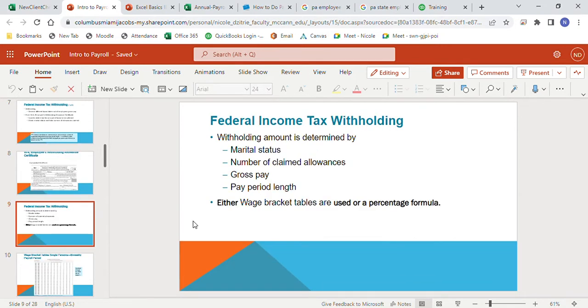And again, what's considered when you're calculating FIT, federal income tax withholding: marital status, number of claimed allowances, their gross pay, and the pay period length. And gross pay because the higher you make, the higher tax bracket you're in. Right? And there are 2 ways to calculate this. They have the wage bracket tables, which are still available on the IRS website, or a percentage formula, which I'm pretty sure there are calculators out there for if you need them.